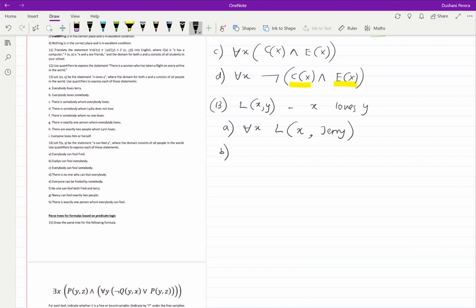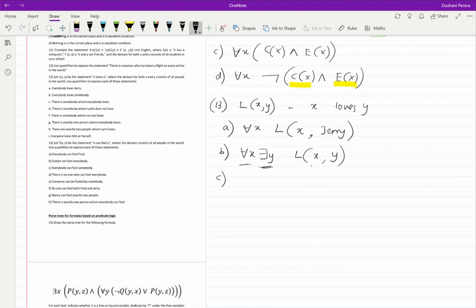B. Everybody loves somebody. So for everyone in general, there are certain people whom they love. For all x, there's some y whom they love. For all x, there's some y where x loves y. Everybody loves somebody. Here you can't use the same variable in both cases because everybody and somebody are two different people.